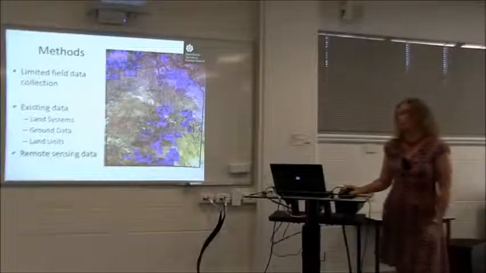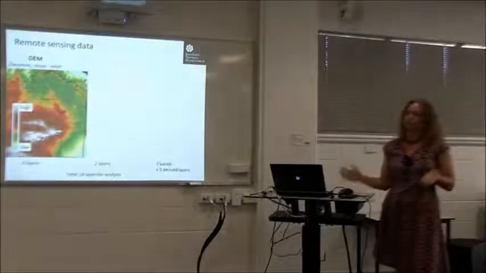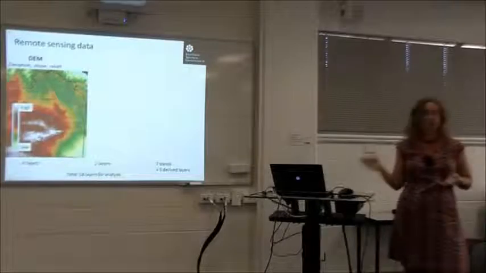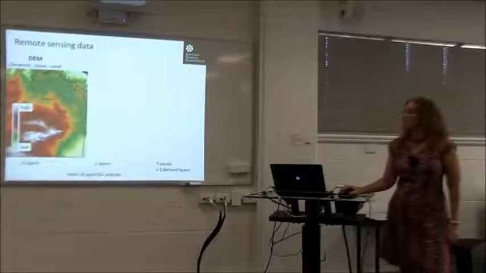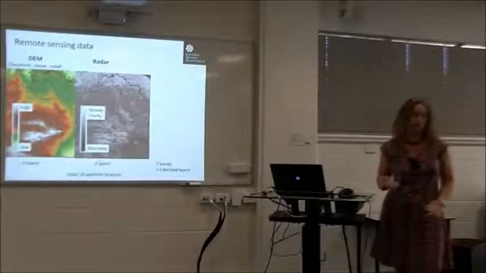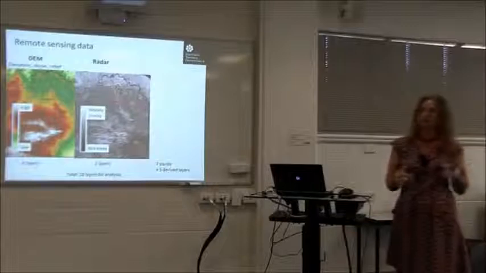And then of course we have a whole lot of remote sensing data available. So we've got a digital elevation model, of which there are some other derivatives as well, so slope and relief. So we've got 4 of those layers. We've got some radar data as well. This is all data sets that we have readily available to us to use in the government.